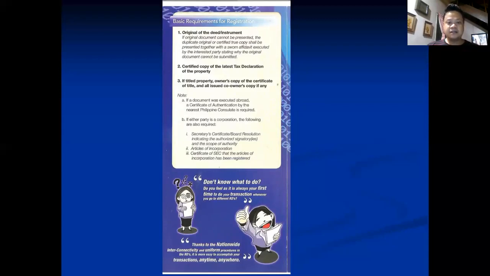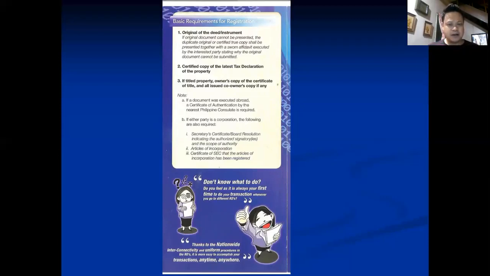Now, if titled property, owner's copy of the certificate of title, and all issued co-owner's copy, if any. Okay? So basically, we're really talking here about titled property. So you need the owner's copy. As we will know later, each title, dalawa yan. Isang original, and yung isa naman is the copy with the register of deeds. And the owner's duplicate certificate of title is what we are pertaining to.